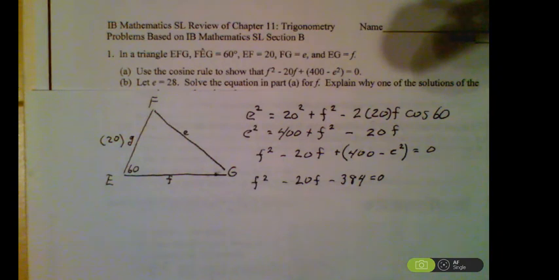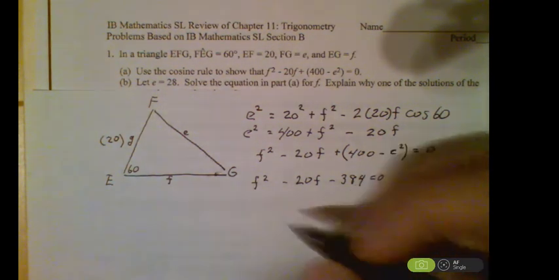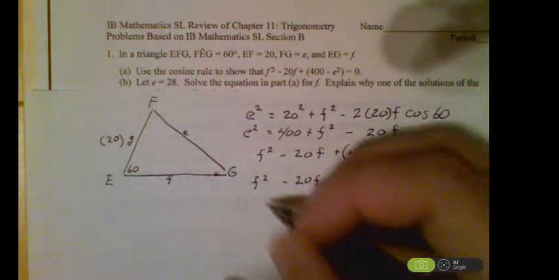Trying to solve that, of course, we would probably try factoring, see if that works, see if you can find factors that fit. If you can't find them, you can always go to the quadratic formula. But in this case, it looks like we have ones that fit. We can do the f minus 32 and f plus 12.